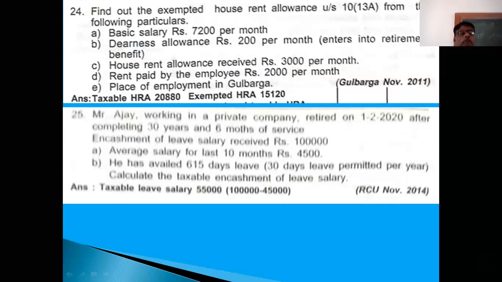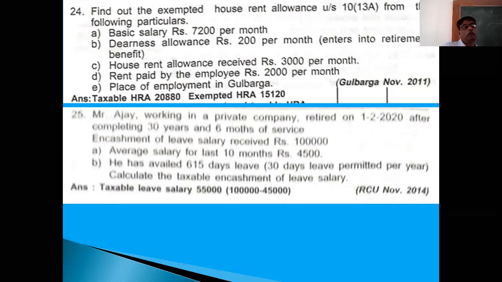Then you see the example based on encashment of leave salary. Is it visible or not? Mr. Ajay is an employee working in a private company. Retired on 1/2/2020, that means 1st February 2020 retired, after completing 30 years and 6 months of service.